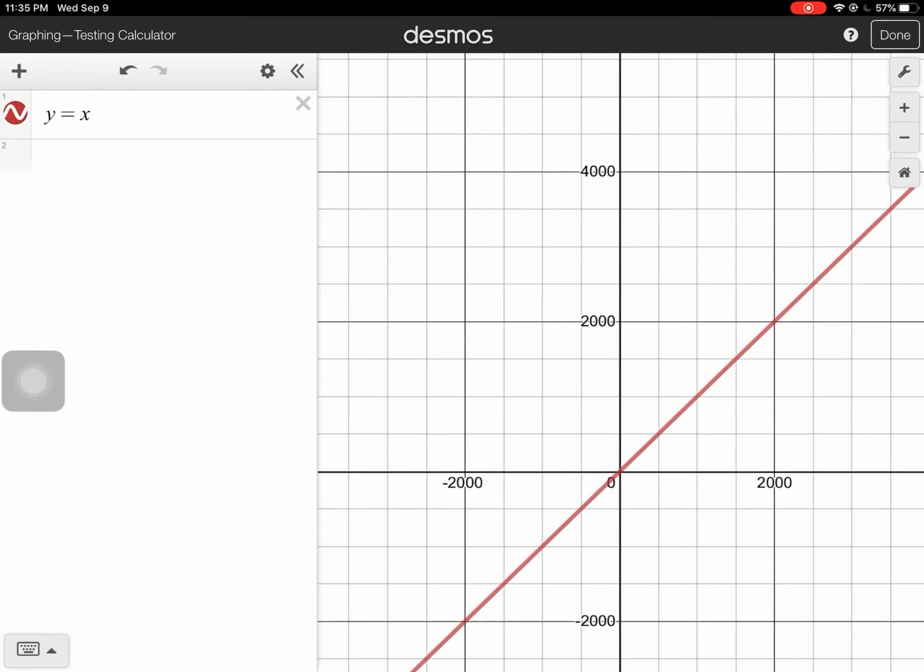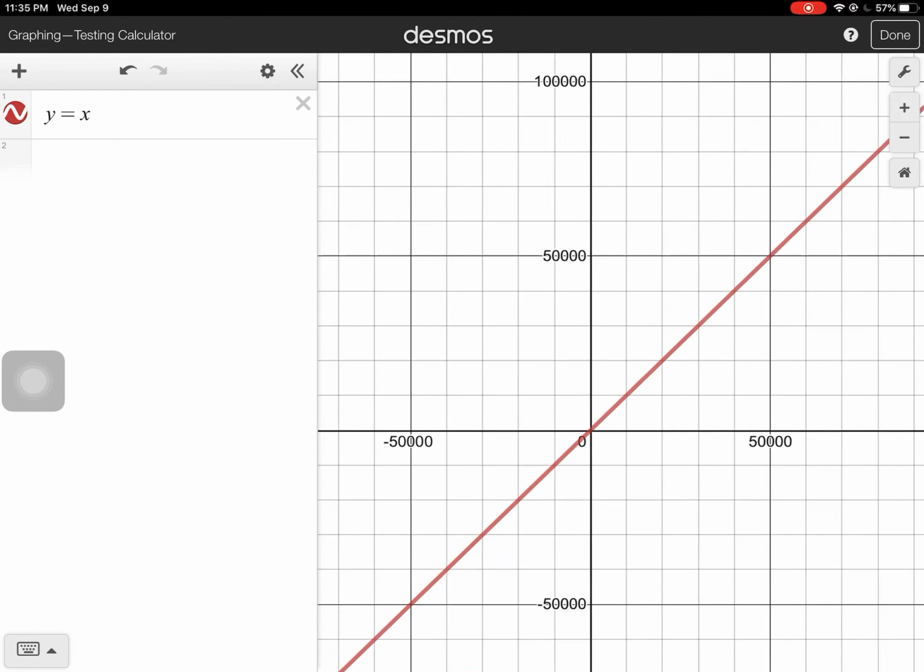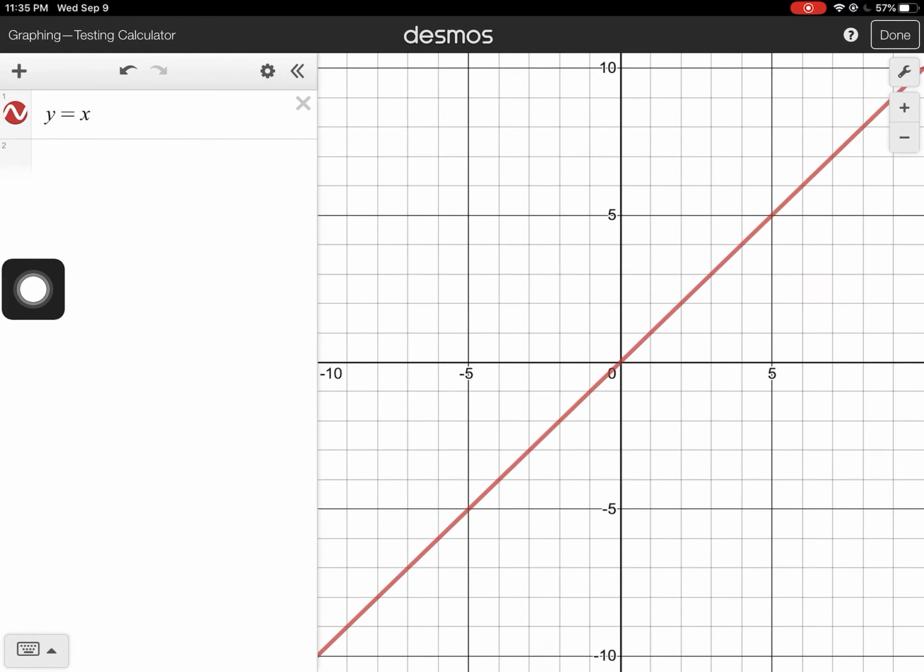Now, if you notice, the more and more I zoom out and the numbers get bigger and bigger, this line goes on forever and ever. Now, I'm going to go ahead and show you how to get back to the main place, right? So if you hit this little home button over here, you can actually return back. So in case you get distracted in class and you decide to zoom out. All right, so this is where we are.